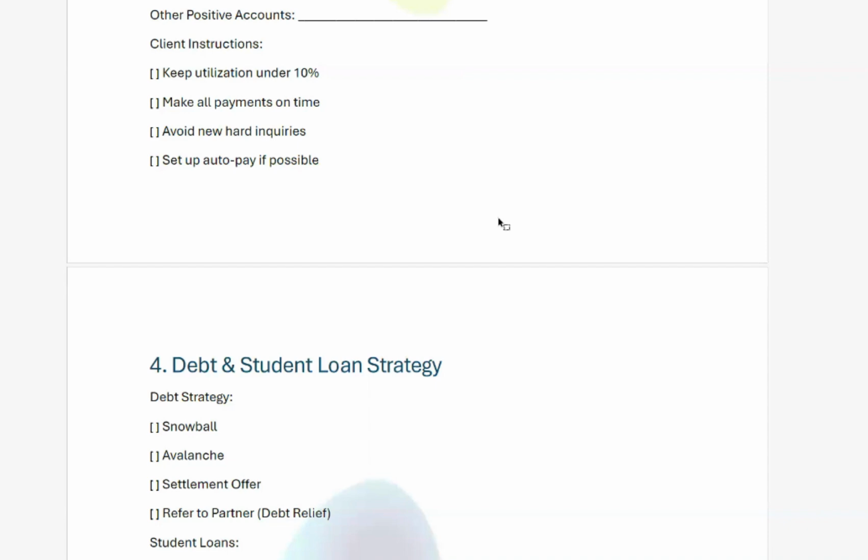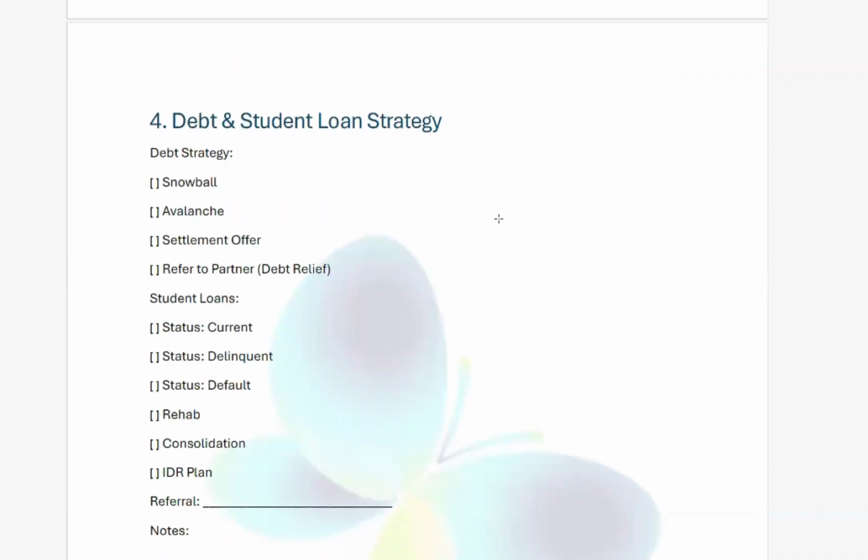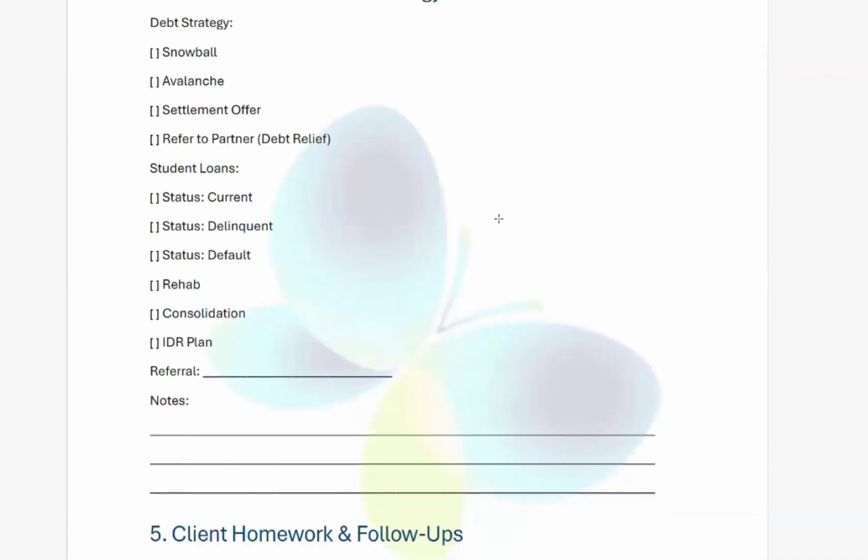They're shocked by that. Another thing you're looking for on the credit report is the debts. Maybe they have a bunch of debts and student loan strategies for them. So for the debt strategies, you can use a snowball, an avalanche, settlements, refer to debt relief if you have a partner in debt relief. You just have to look and see what's going on with their credit report.